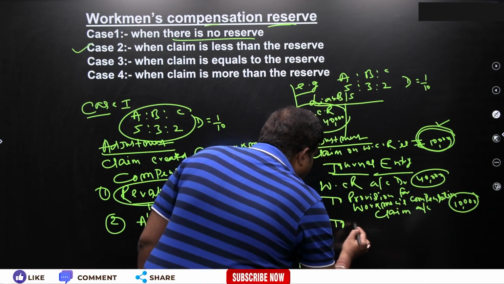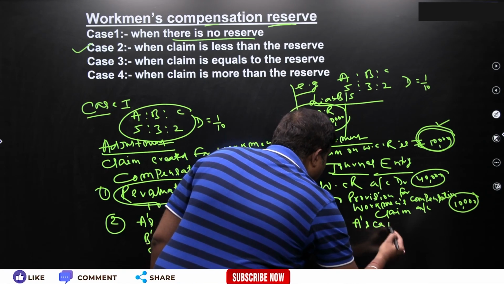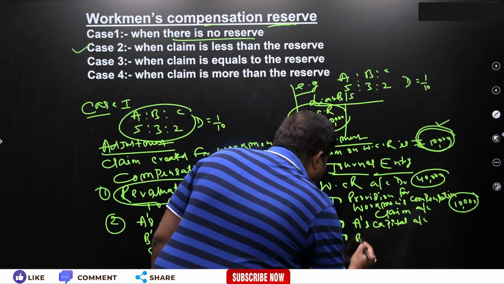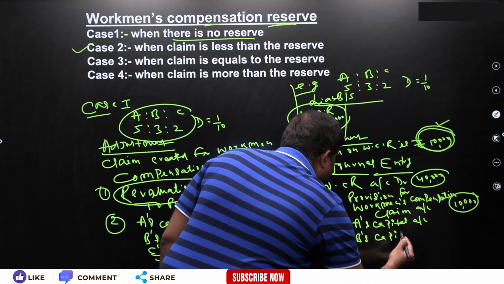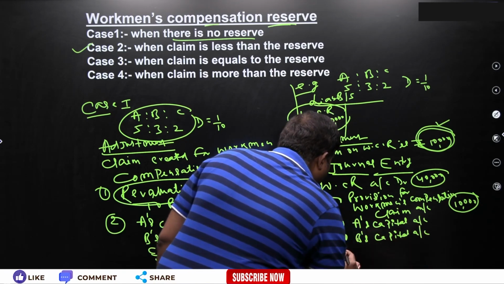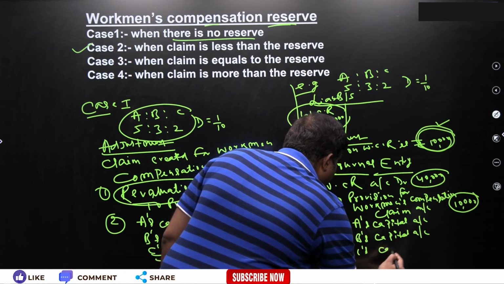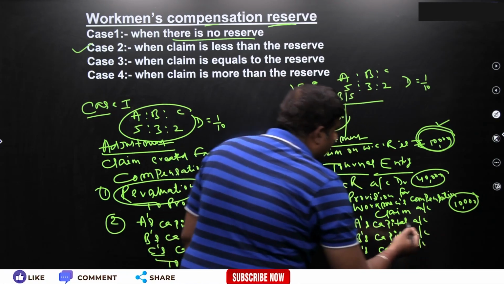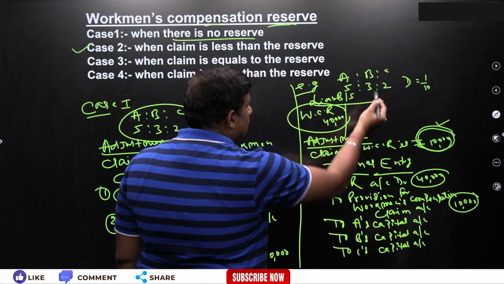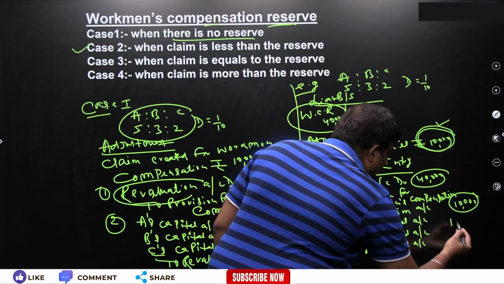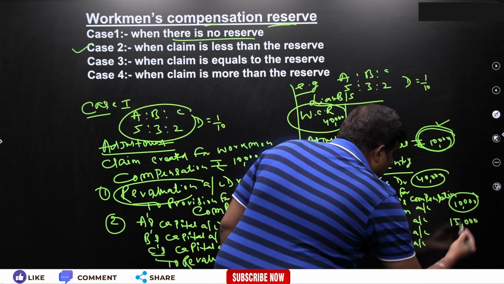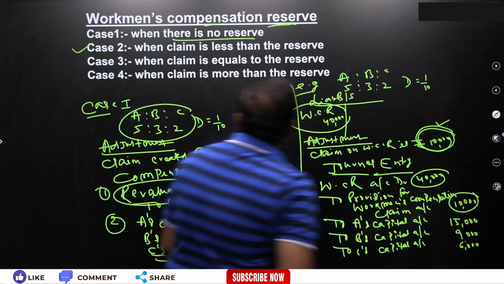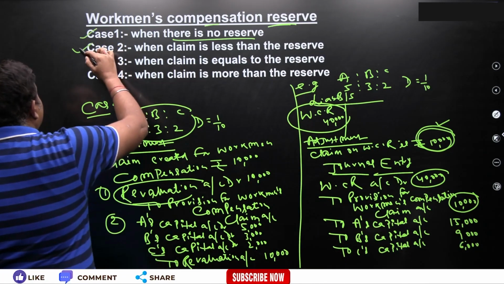So it means the remaining 30,000 has to be distributed to the old partners in their old profit and loss sharing ratio. To A's capital account, to B's capital account, to C's capital account. The difference of 30,000 is distributed in the ratio 5:3:2. So 5 by 10 is 15,000, 3 by 10 is 9,000 and 2 by 10 is 6,000. So we have just covered case 1 and case 2.